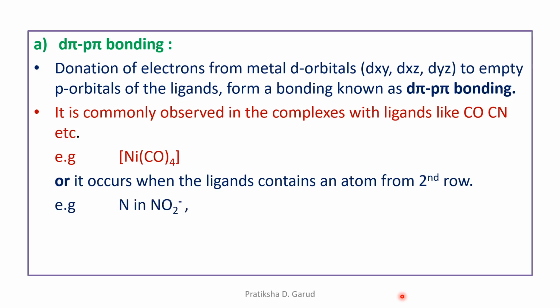For example, the nitrogen in the ligand NO2 minus, the carbon in the ligand carbonyl, and the carbon in the ligand cyanide. When these are present as a ligand, they give the formation of the d-pi p-pi bond.